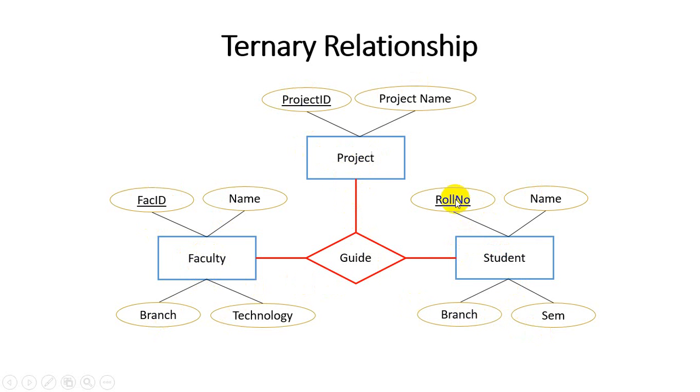Faculty, project, and student are the individual entities, but whenever we need to represent a connection between each entity with the help of a relationship, we represent all the connectivity with the diamond symbol. And whenever three entities are connected with a single relationship, it is known as a ternary relationship.